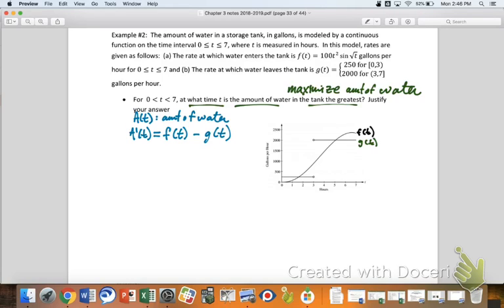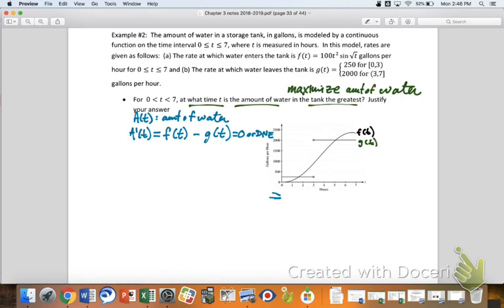Let me ask you a crucial question. Why is it A prime, but then it's just f of t and g of t with no primes over there? Let's be really specific. They are rates, but aren't those already the rates of change of the amount of water? They're the derivatives of the amount of water, right? You're exactly right. So that's why it is the way that it is. Following our instructions, we need to set A prime equal to 0 or DNE.